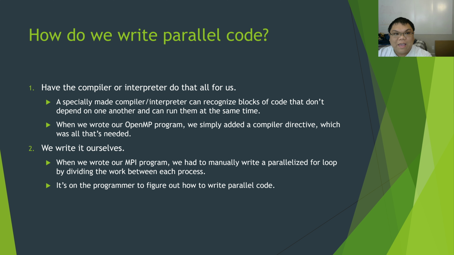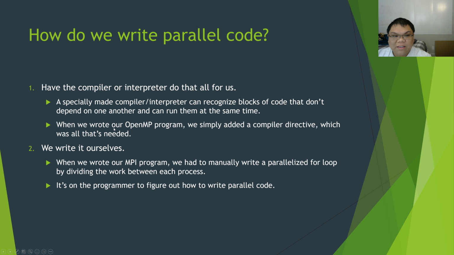in the case of OpenMP, we had to recognize that we had a for loop where we can make it parallel. It doesn't work for all types of for loops, so we have to recognize that this specific for loop can be made parallel. We add in that parallel for directive right before the for loop, and then the compiler just does all the magic for us.